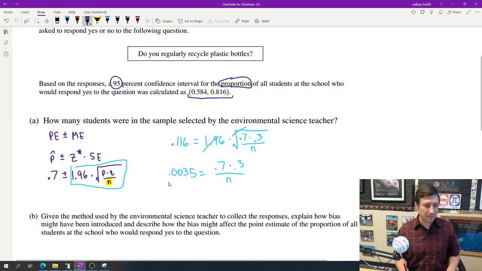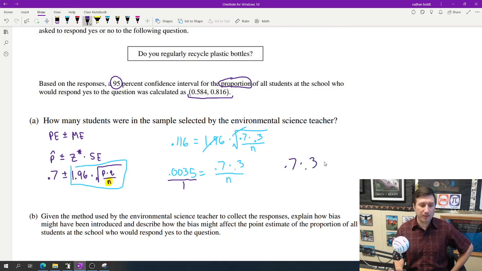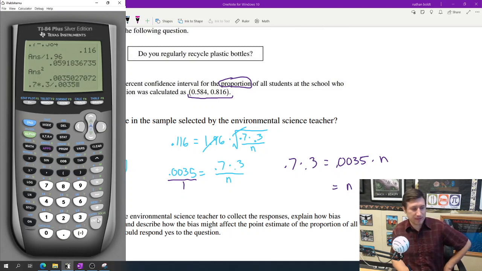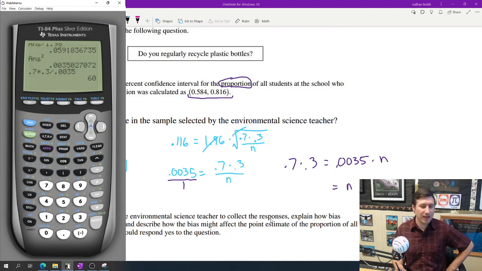All right, get n by itself. Probably the easiest way here is to cross multiply. So we have 0.7 times 0.3 is equal to 0.0035 times n. Divide both sides, and we will get n by itself. So 0.7 times 0.3 divided by 0.0035. That's probably enough decimal places because the next one's a 0. So that'll give me enough accuracy, I think. And we get n equals 60.